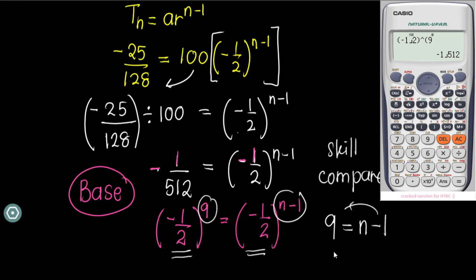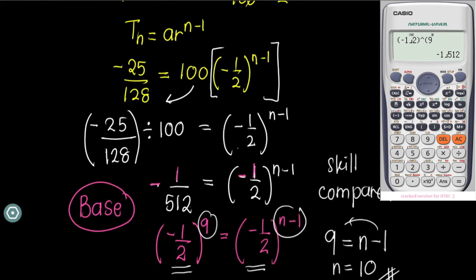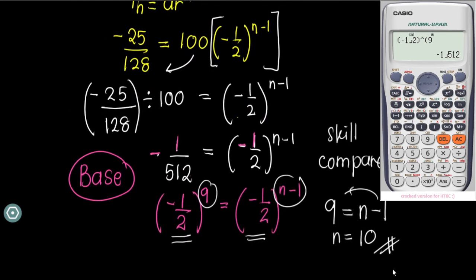So bring over. So n is 10 because 9 plus 1 is 10. So that means this entire progression has 10 terms, and this one is the 10th term. Okay, alright, so I think it's clear. Hope you guys can do this.